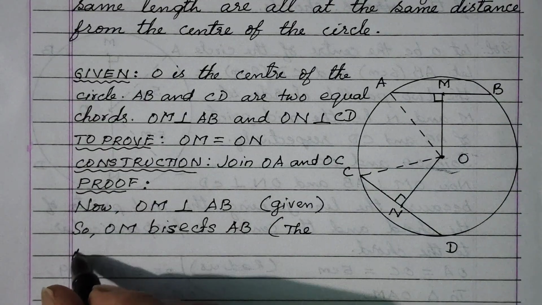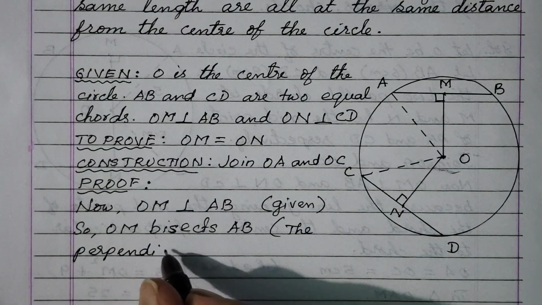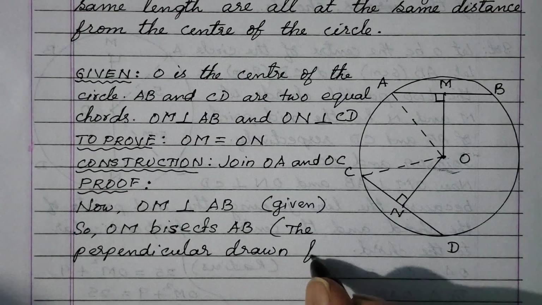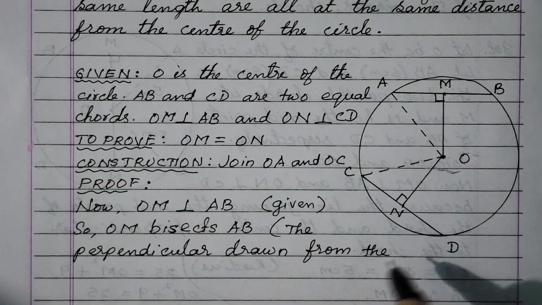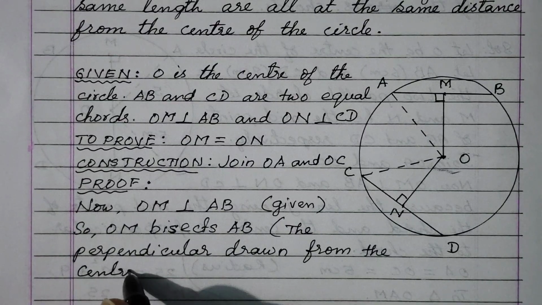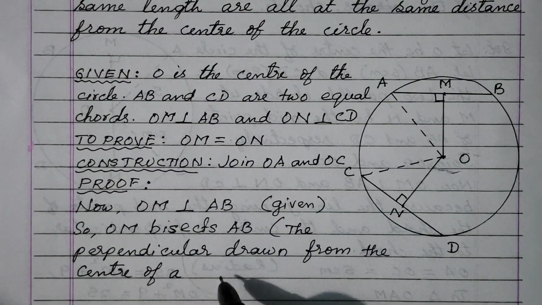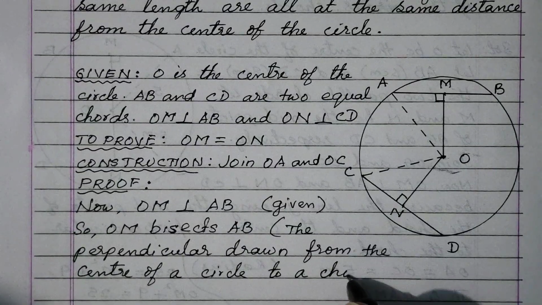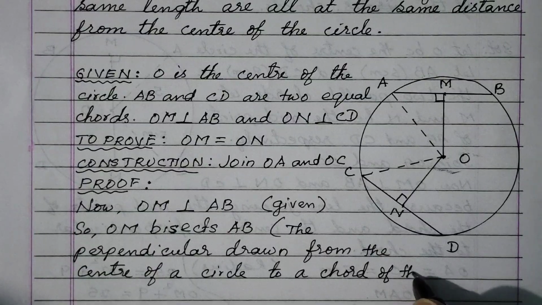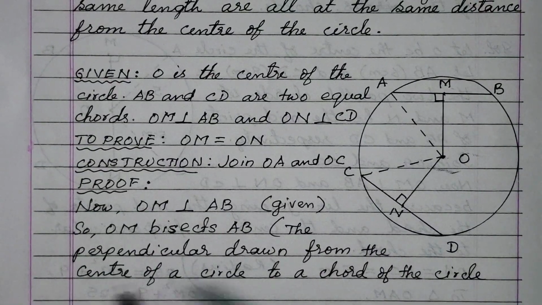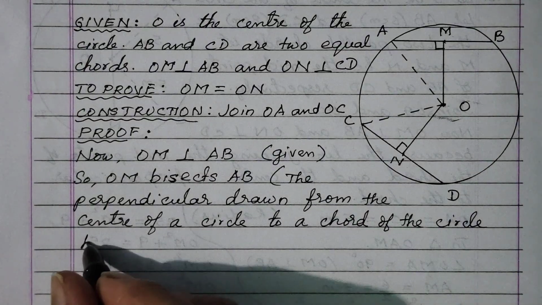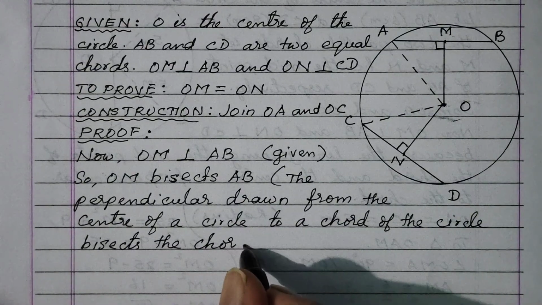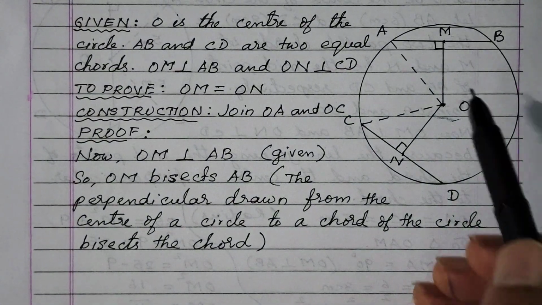The perpendicular drawn from the center of a circle to a chord of the circle bisects the chord. OM bisects the chord.